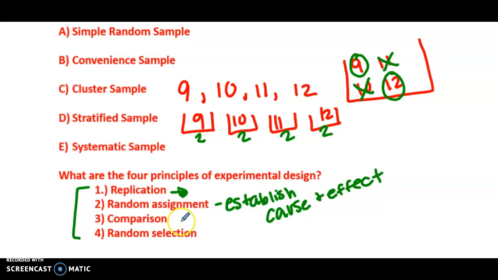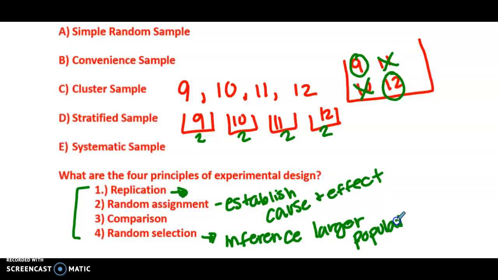We need to have a comparison at the end. So what are you comparing, and you need to make sure that you're putting it in a real life scenario. So what are we comparing? We're comparing the height of the tulips. The random selection happens before the experiment begins, and that allows us to make inference to the larger population.